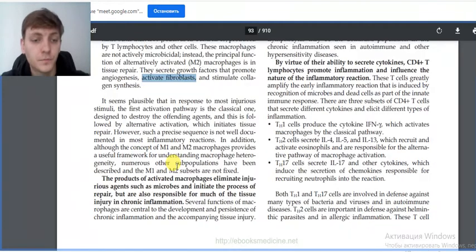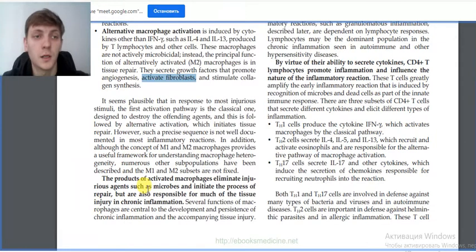Okay. So products of activated macrophages eliminate injurious agents such as microbes and initiate the process of repair, but they are also responsible for much of the tissue injury in chronic inflammation. Normally, what is our body aligned to? Our body is aligned to deal with acute inflammation, and the elimination of acute inflammation is a normal thing for us.